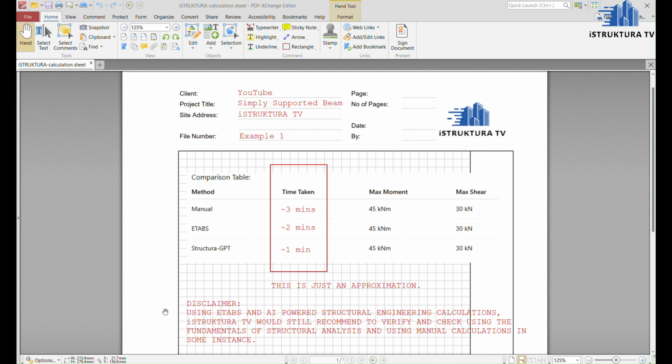We have here the disclaimer. When using ETABS or any AI-powered structural engineering calculation tools, Structura-TV still recommends verifying and checking the results using the fundamentals of structural engineering analysis. In some cases, performing manual calculations is the best way to confirm accuracy.